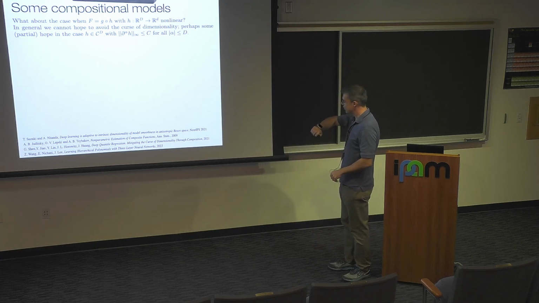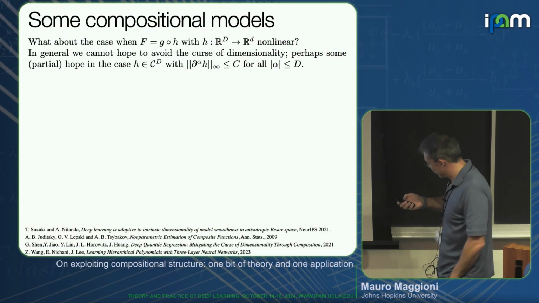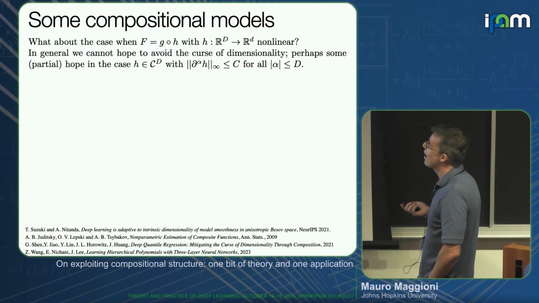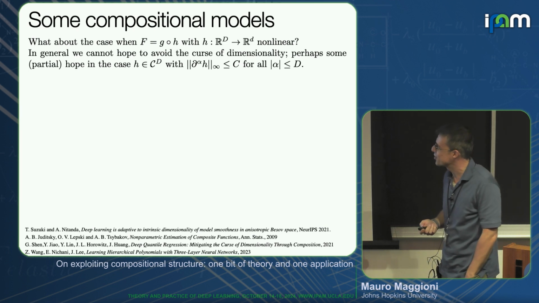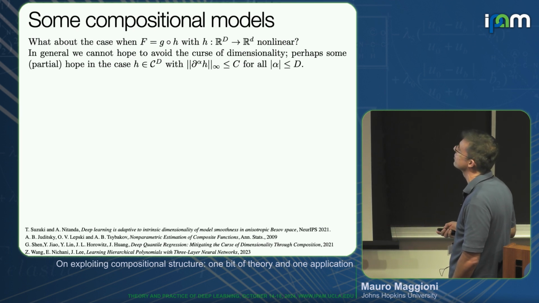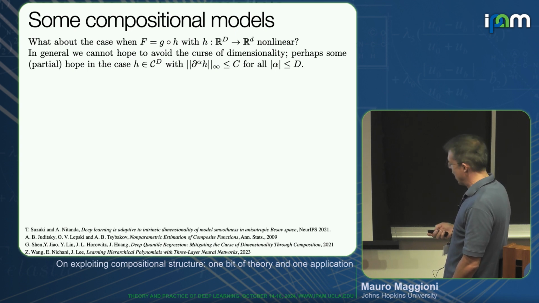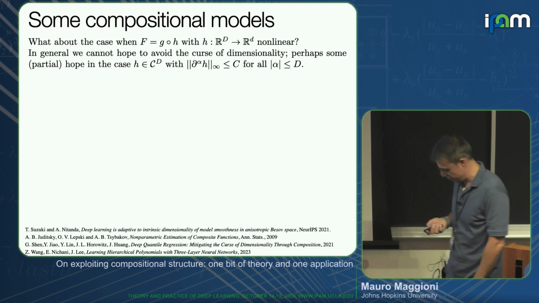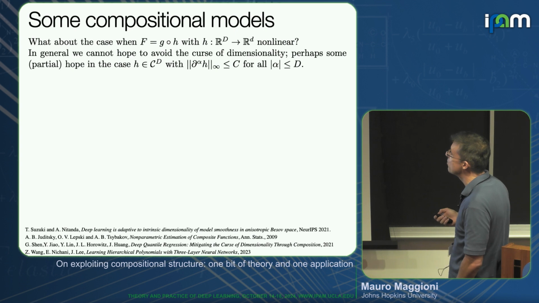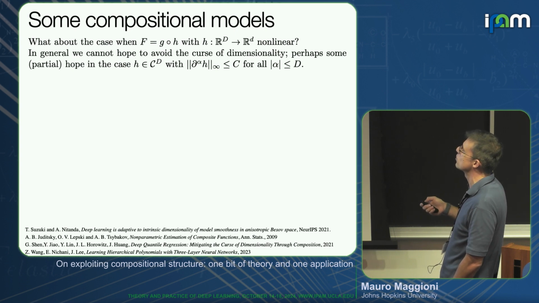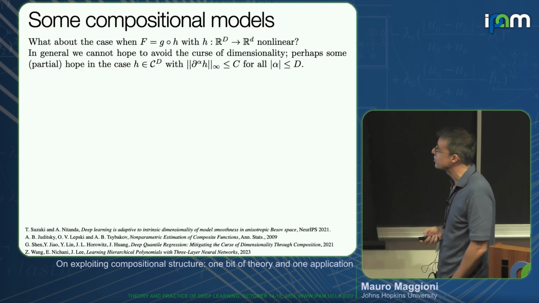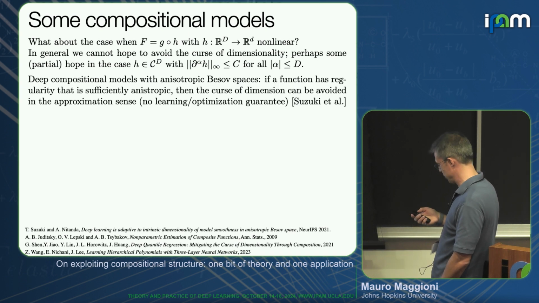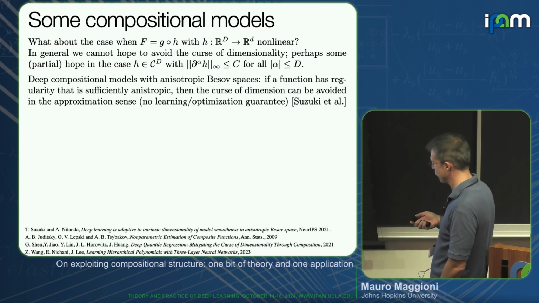All right, so it's natural to ask, what happens for a more general compositional model, right? So if F is G composed with H and H is nonlinear. Let's get out of the projections on linear subspaces or single directions. And I think that in general, we cannot hope to avoid the curse of dimensionality. Maybe there is some hope if H is super, super smooth, capital D times differentiable with all the derivatives bounded. Those function spaces are very restrictive, of course.